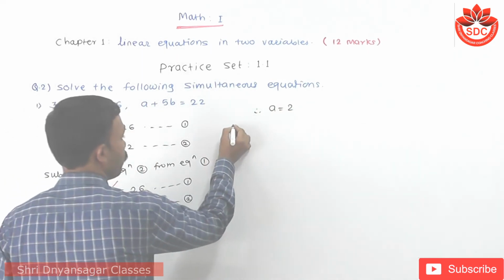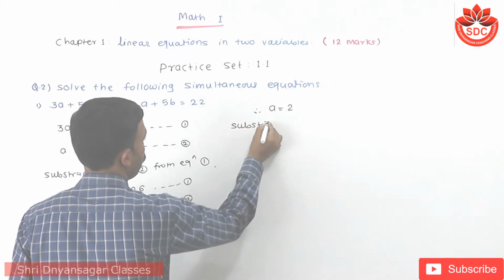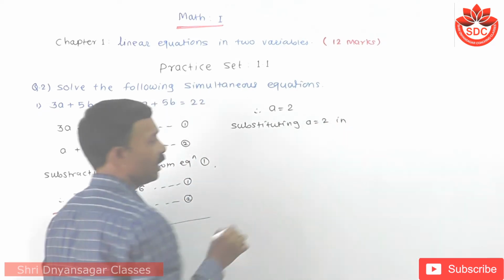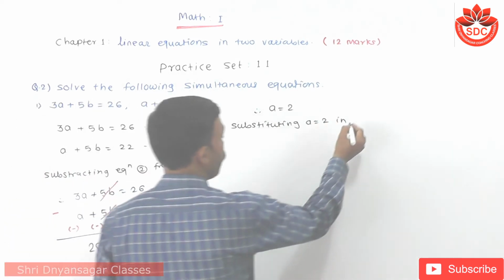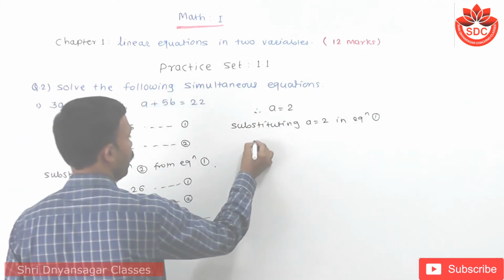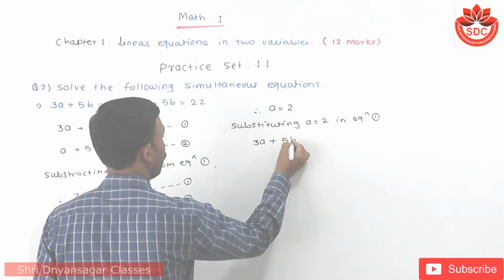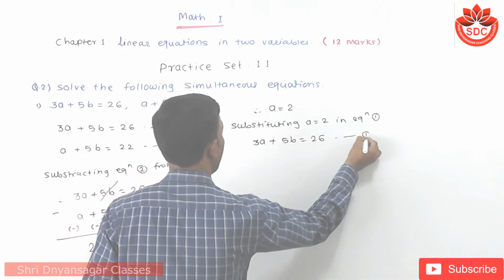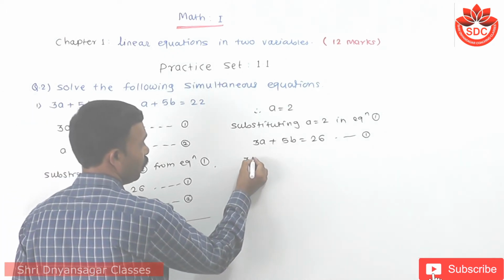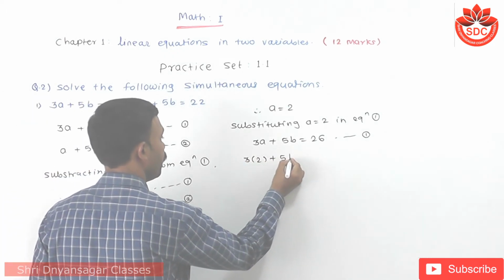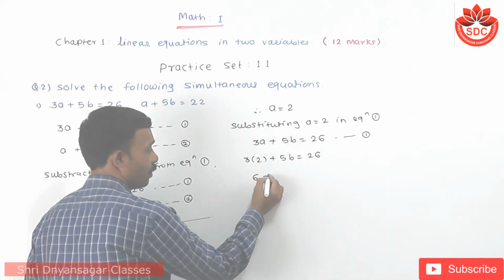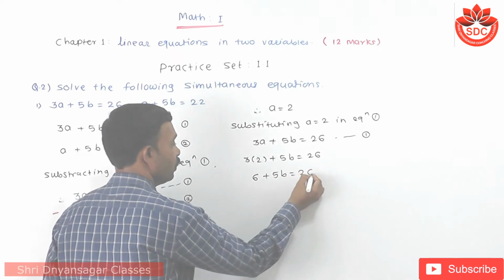Then substituting a is equals to 2 in any equation as you like. So take equation first. The equation first is that 3a plus 5b is equals to 26. Now I have substituted the value of a is equals to 2 here. Therefore 3 into 2 plus 5b is equals to how much? 26. 3 2s are 6 plus 5b is equals to 26.